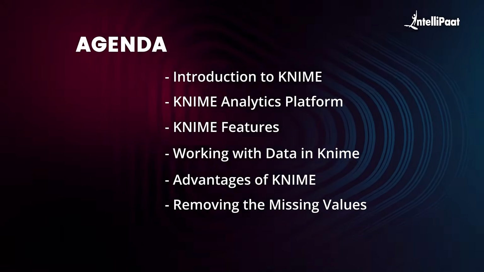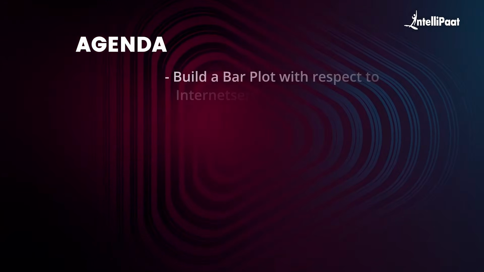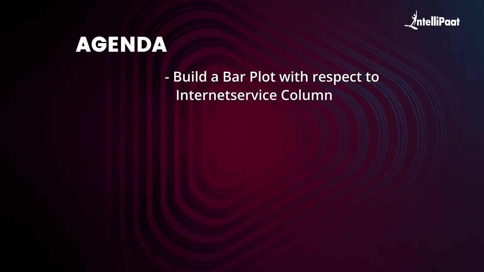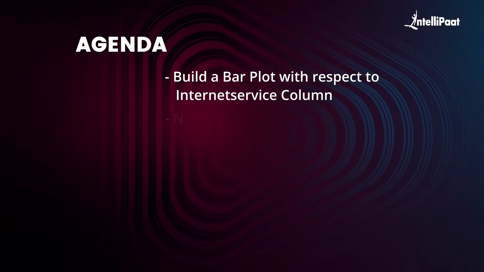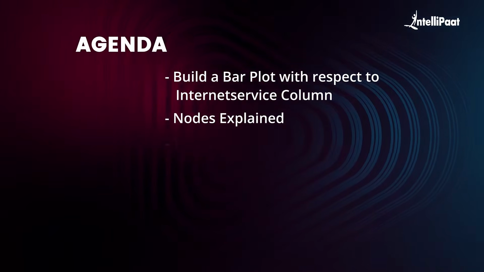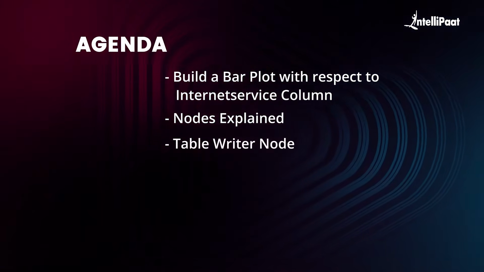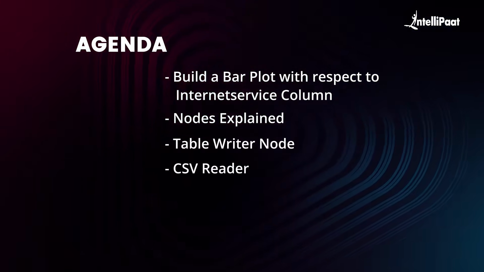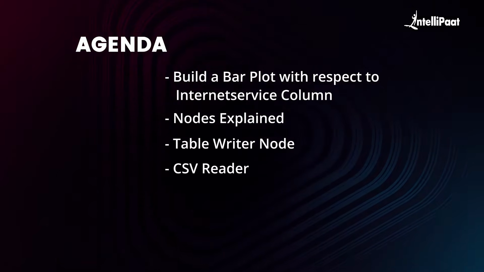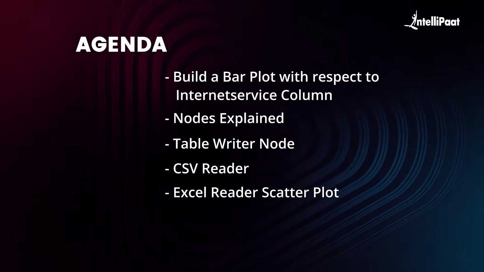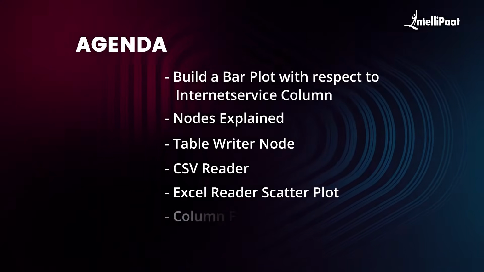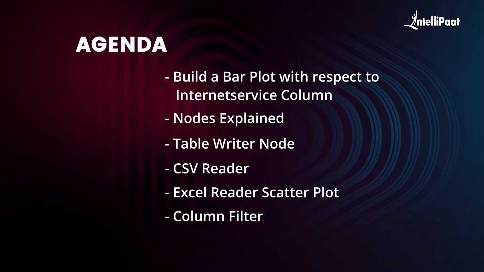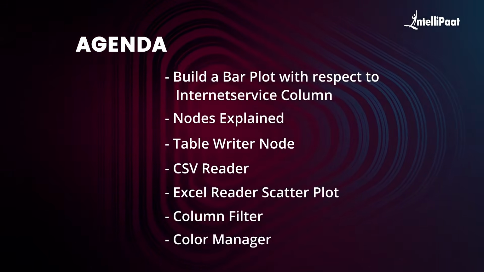Then we are going to have a brief overview of building a bar plot with respect to the internet service column. Then we are going to understand the nodes. Moving ahead, we are going to understand the table writer node. Then we are going to study the CSV reader. Moving ahead, we are also going to discuss the Excel reader and scatter plot, and then we are going to study the column filter. And at the end, we are going to conclude our session with the color manager.